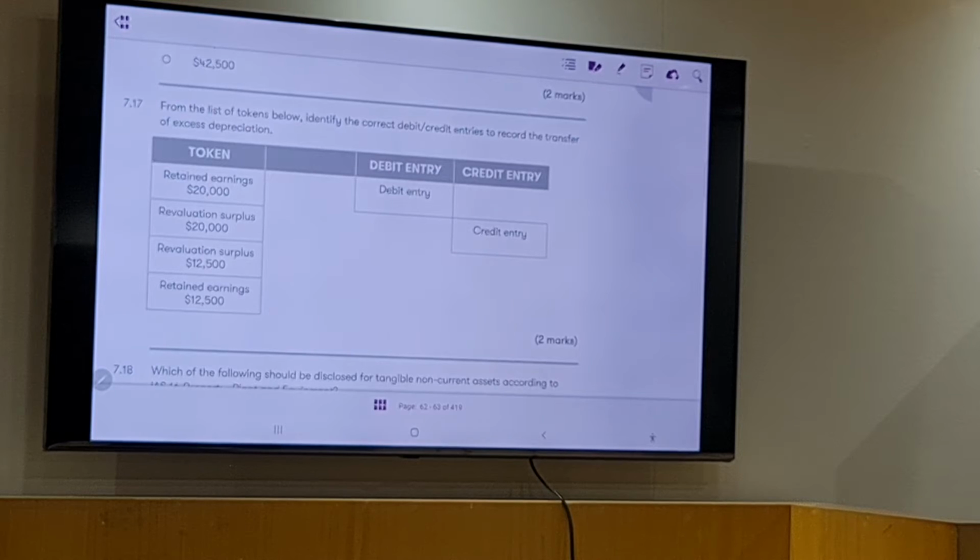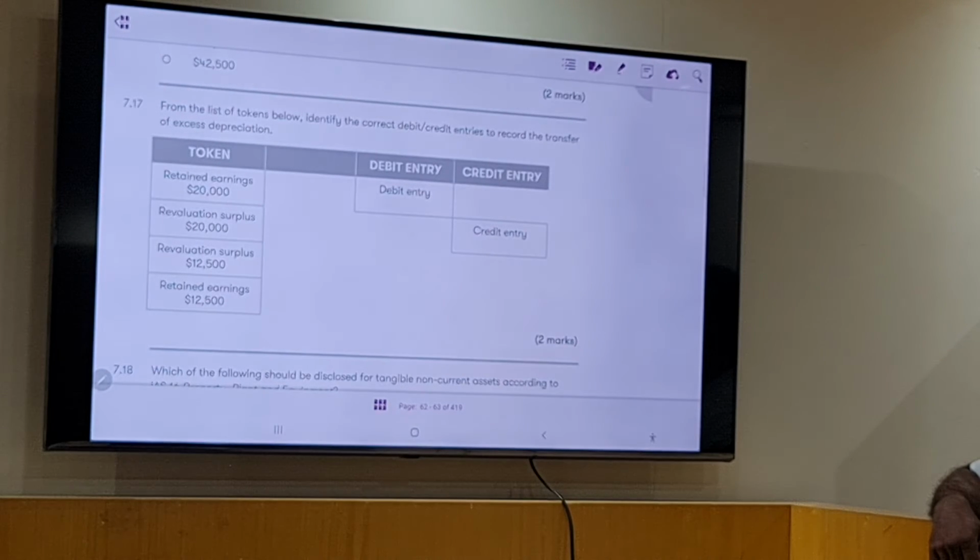Now we need to see how to transfer excess depreciation from revaluation surplus to retained earnings. So what is the correct double entry? What will you debit and what will you credit? Debit revaluation surplus, how much? 20,000. And then credit retained earnings, how much? 20,000.